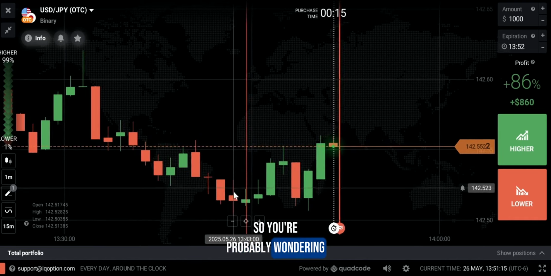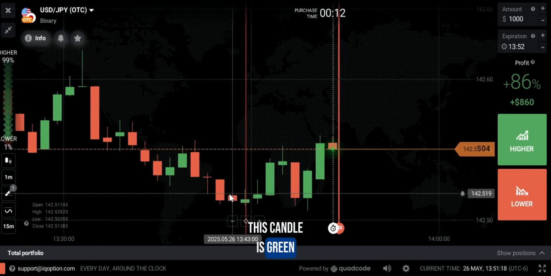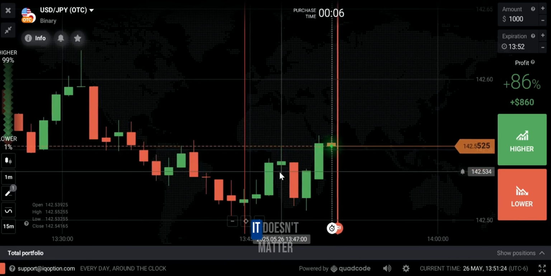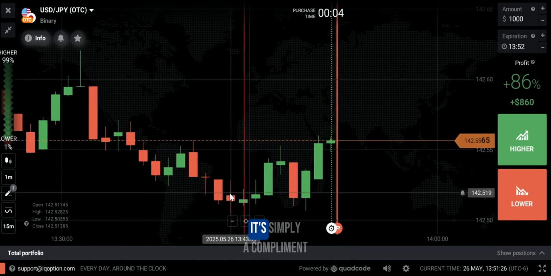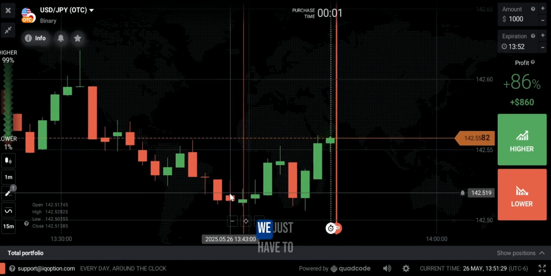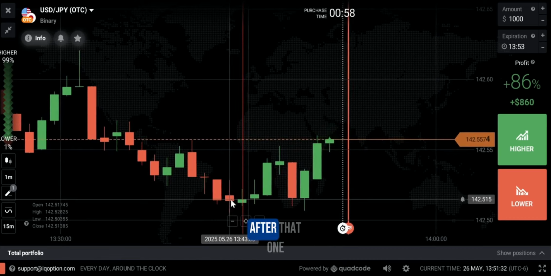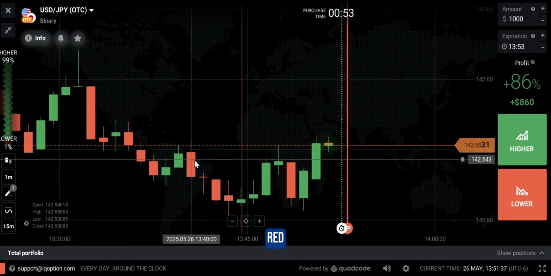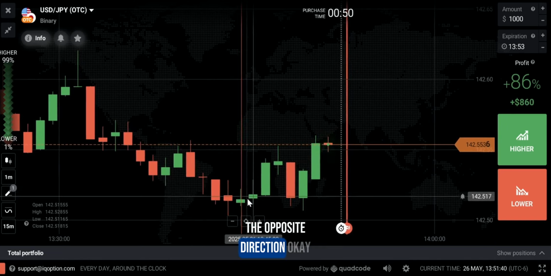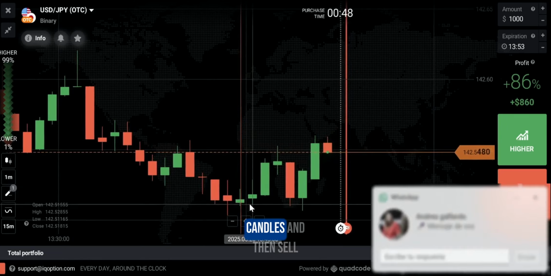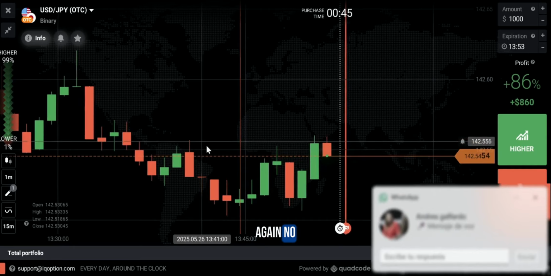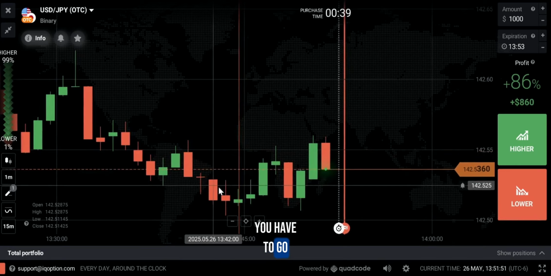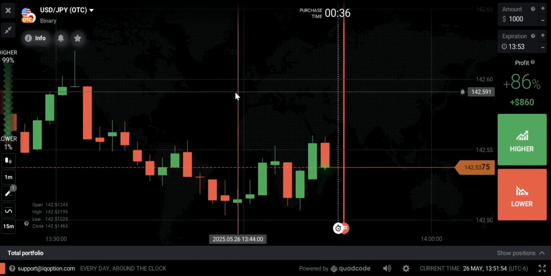So you're probably wondering, okay, but what if this candle is green, or if it's red, or if it's a doji, or if it's a huge candle like this one? It doesn't matter. This candle here doesn't matter. It's simply a complement. We just have to let it form and finish. After that one, according to the pattern we buy here, because these candles were red, you have to go long, okay?